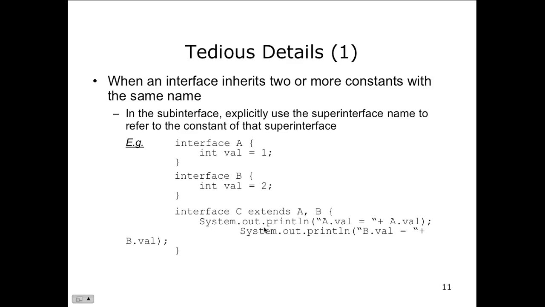So here we have interface A and interface B, and they both have value 1 in here, which comes up if you use the same names for all of your variables and all of your constants, and they're all included. Extends A and B. We have A.value, B.value. So we use the name of the interface along with the name of the variable to differentiate between this value and this value, which both have the same name.